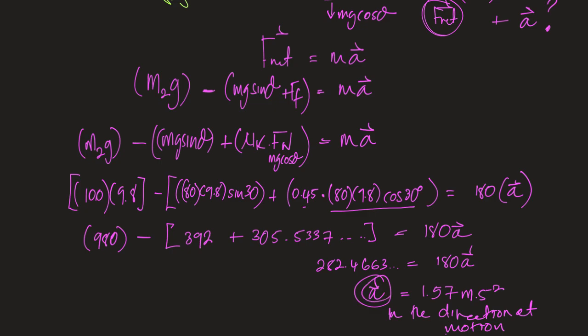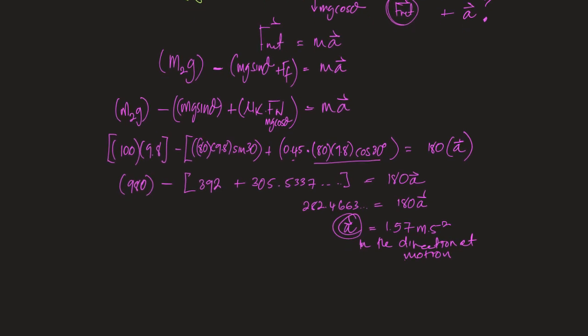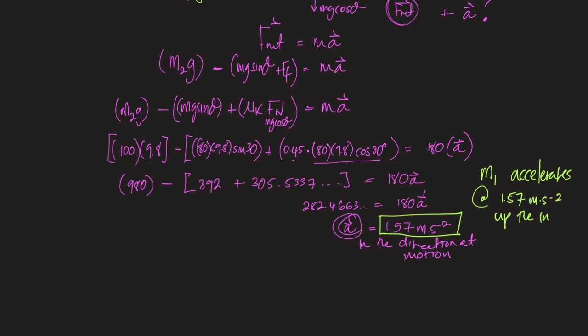Alright, so now I've got my acceleration, and I can finally put it into the formula that matters to me here. So basically this value tells me that M1 accelerates at 1.57 meters per second squared up the incline, and mass 2 accelerates at 1.57 meters per second squared downwards. Alright, so that's the information that I've got now.